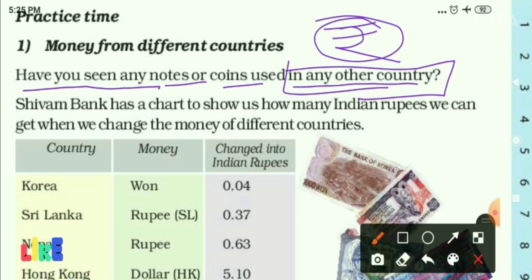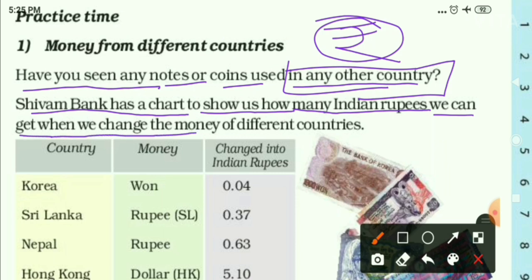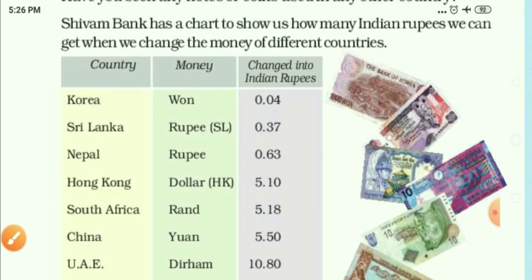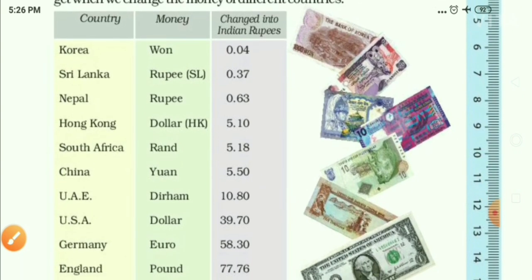Now Shivam Bank has a chart to show us how many Indian rupees we can get when we change the money of different countries. So here is the table of Shivam Bank. Let's have a proper observation of this table.